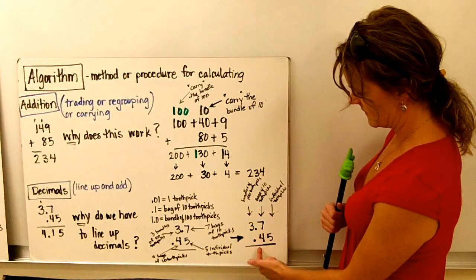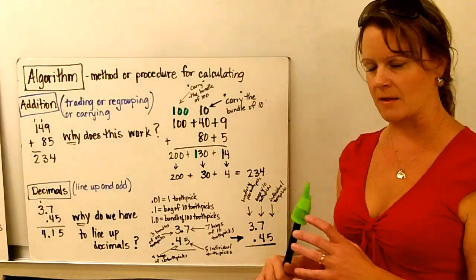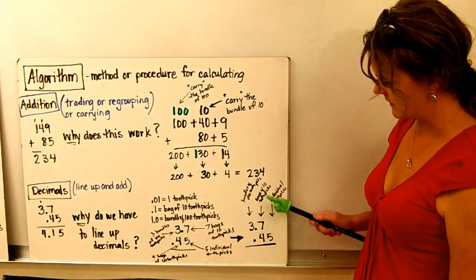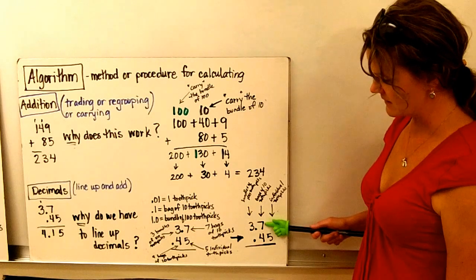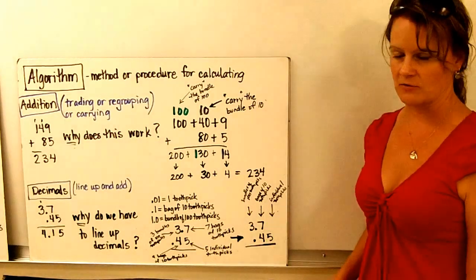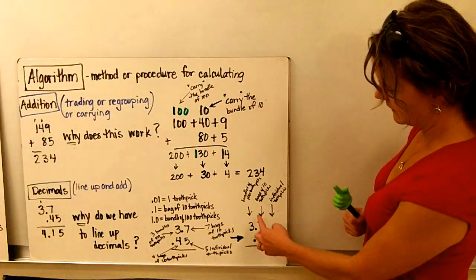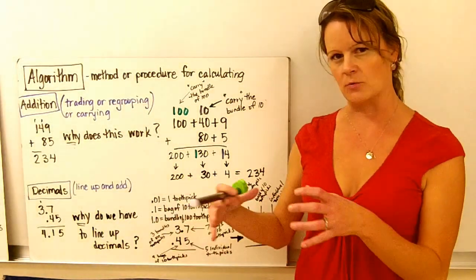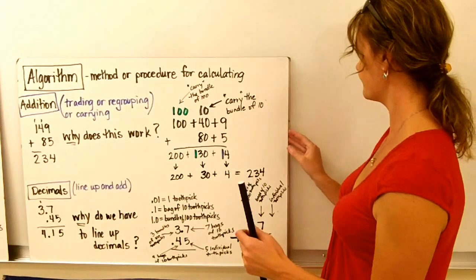So when we do line up the decimals, what we're doing is we're lining up like parts. So we're lining up here the individual toothpicks, we just have 5. Here we're lining up the 7 bags of 10 toothpicks and the 4 bags of 10 toothpicks. And then here we're lining up our bundles of 100 toothpicks. So by lining up like groups, we can then regroup them correctly.